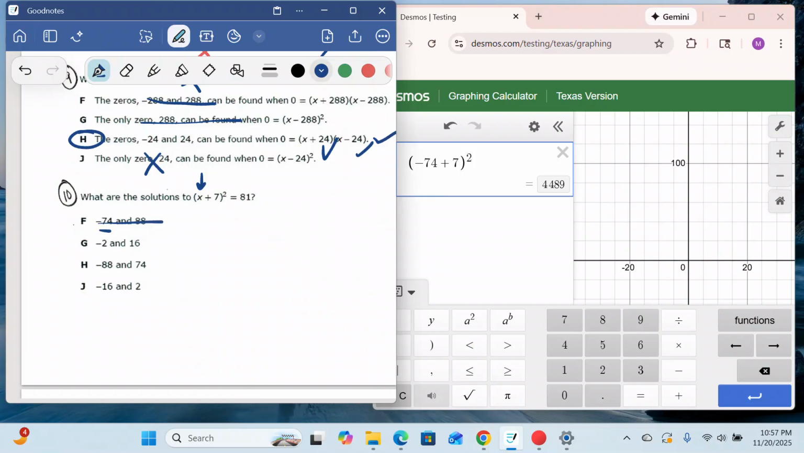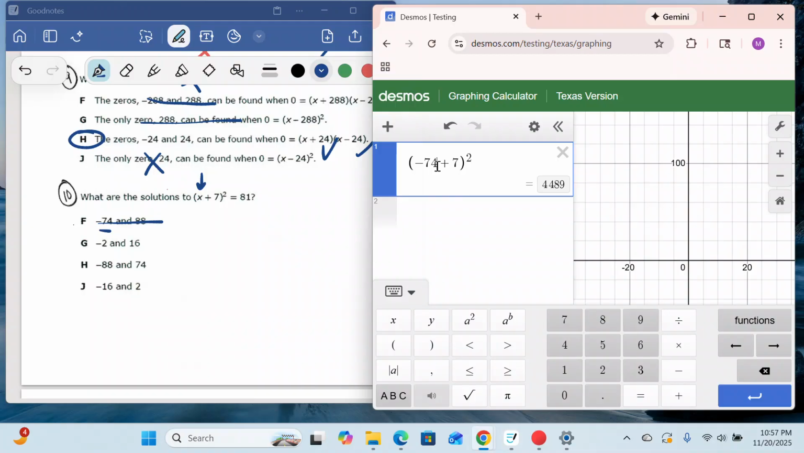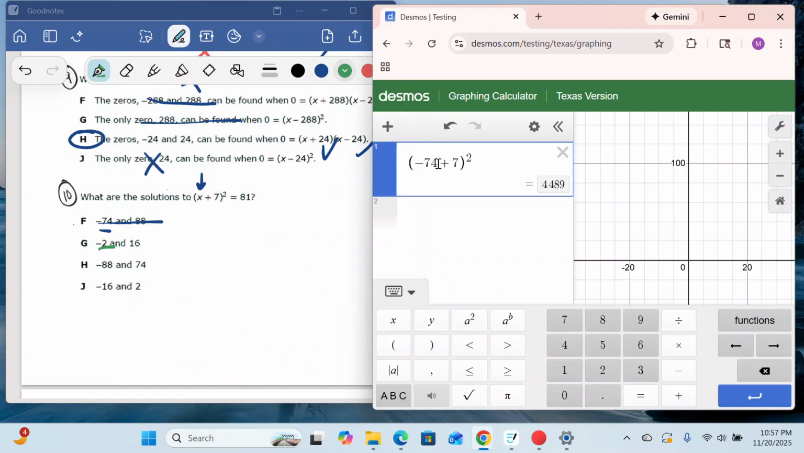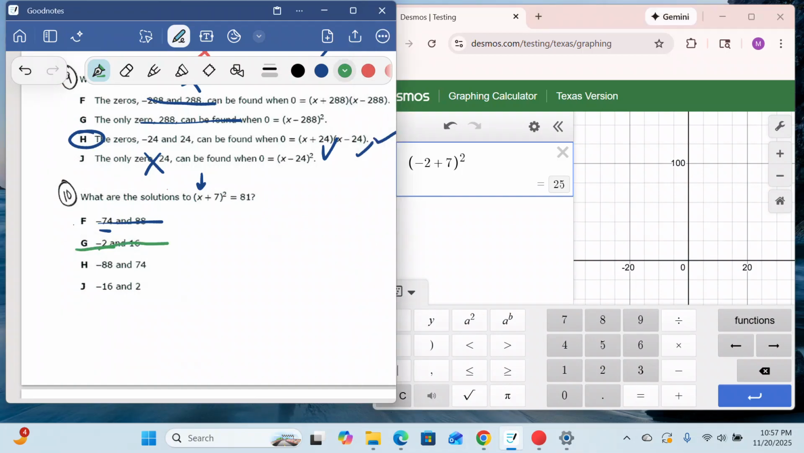So I don't need to check it unless I see that I don't get an answer, then I made a mistake on my math. The next one I would check would be this one. Let's do it in green. I would check negative 2. So instead of putting negative 74, I would put negative 2. So negative 2 plus 7, quantity squared, is 25. That does not give me 81, so automatically this is wrong.